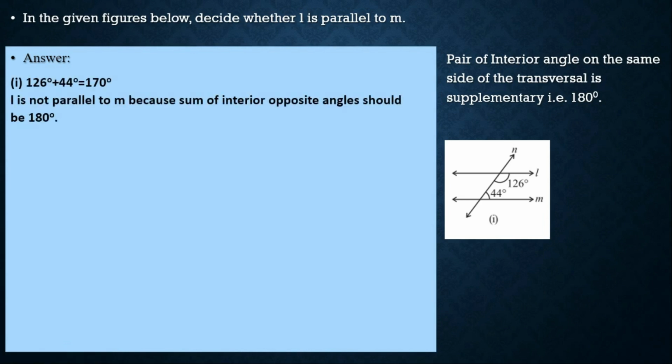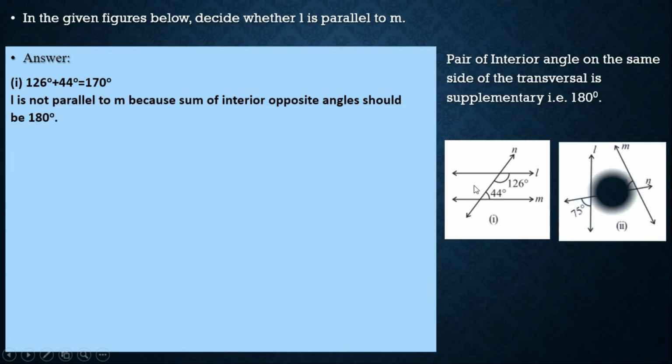So the sum of 126 degree and 44 degree is 170 degree, right? So we cannot say that line L and line M are parallel because the sum of these two interior angles is not equal to 180 degree. So these two lines are not parallel. Here is the second figure.